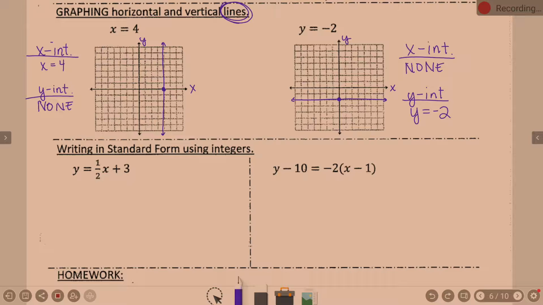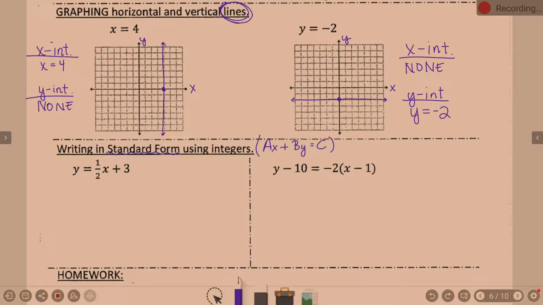Now, one last section. Write these in standard form using integers. Okay, look up at the top of your paper. What's standard form? ax plus by equals c. He didn't just make that up, did he? No. Right here at the top of the paper. Just saying.